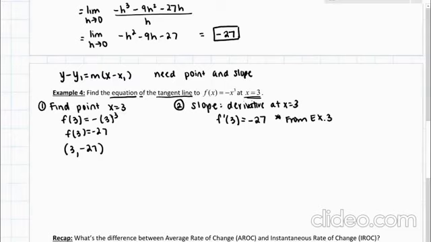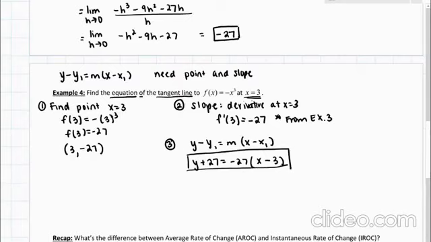So then the last step here is for us to write this equation of the line. So we're going to use our point slope form: y minus y1 equals m times x minus x1. So plugging in, we have y plus 27 equals negative 27 times x minus 3. So that is a perfectly acceptable equation of a line. It is written in point slope form.